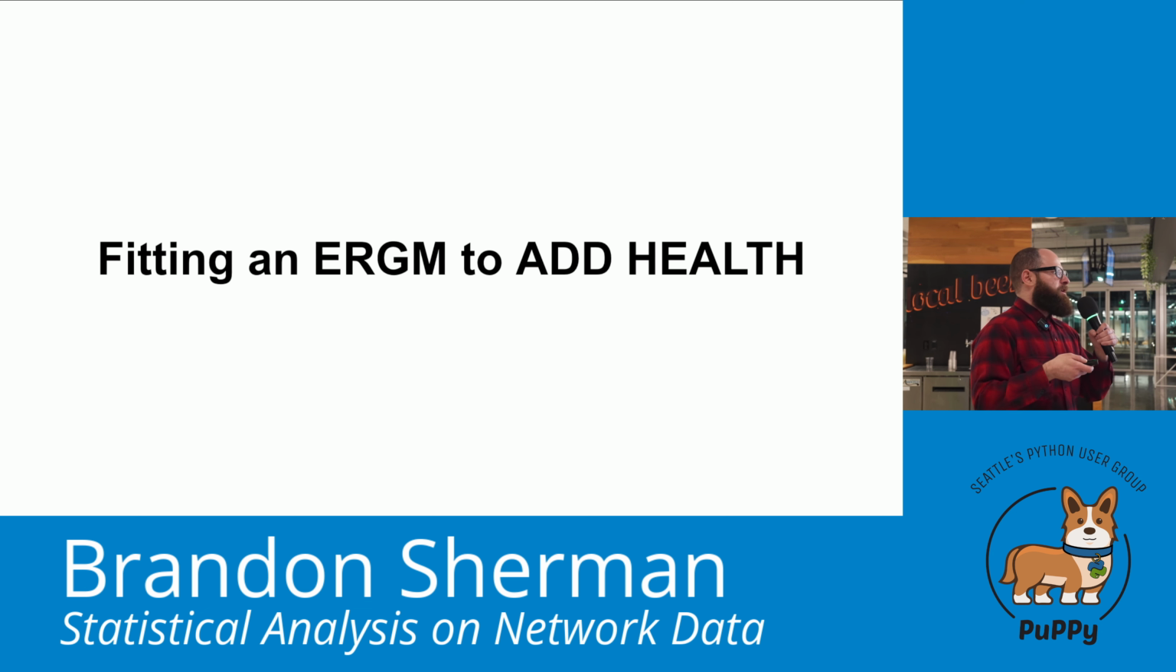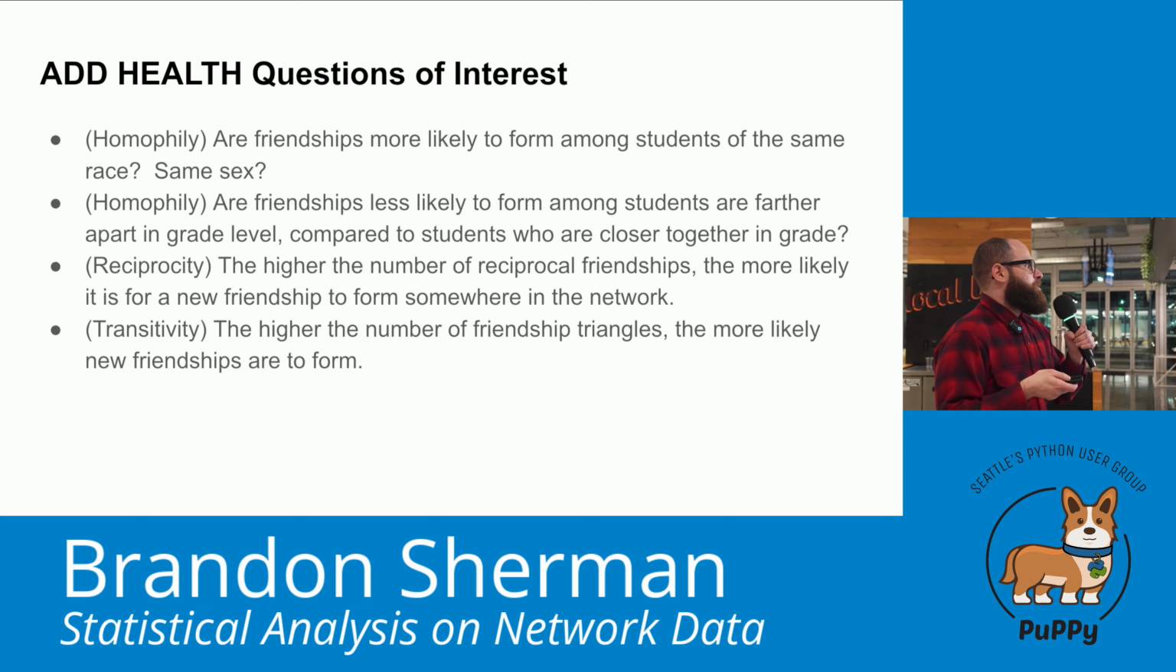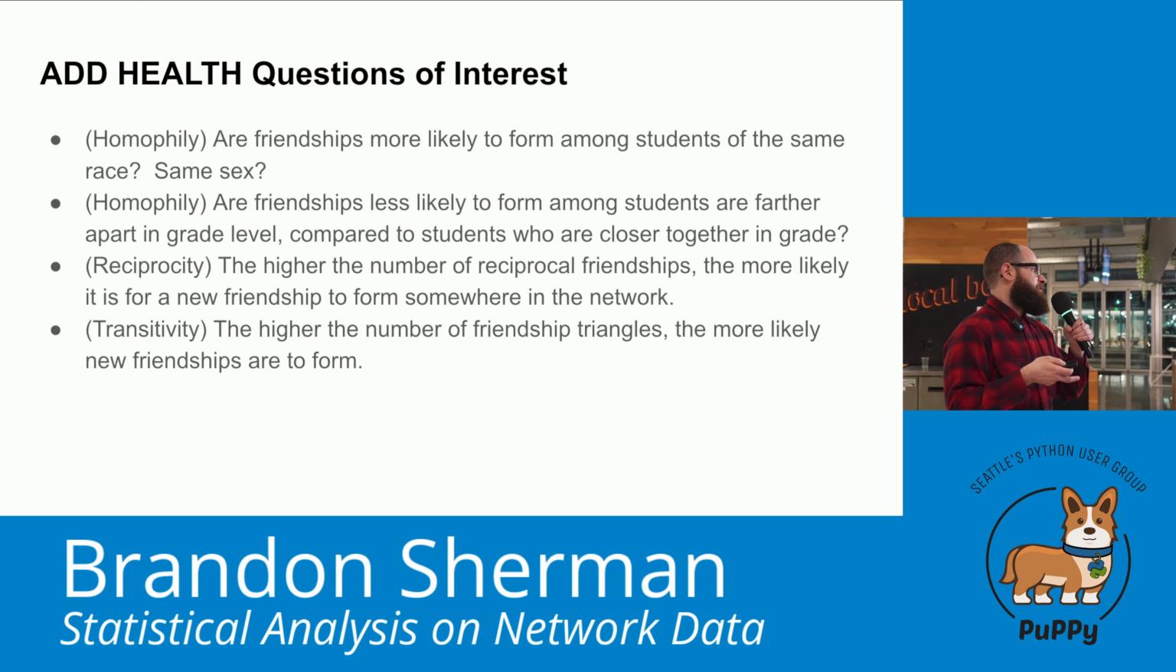So let's fit an ERGM to this student friendship network data and then use that to answer some interesting questions. So for example, there's homophily, which is whether friendships are more likely to form among students who are of the same race or the same sex. Or we can also look at whether students who are farther apart in grade level are less likely to be friends than students who are closer together in grade level.